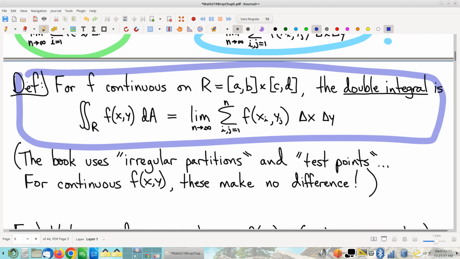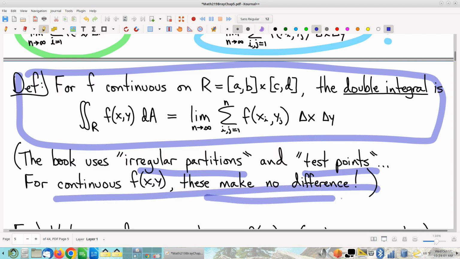And this is about where we left off last time. I think I did sneak in a comment about what the book does. They use irregular partitions and arbitrary test points, which is very important for the abstract math stuff that I'd be very interested in myself, but which y'all may not be. And the good news is that for continuous functions, that doesn't matter. It doesn't make any actual difference. And continuous functions are going to be our focus in this class, at least functions that are continuous enough. Right? And we'll worry about those details later.